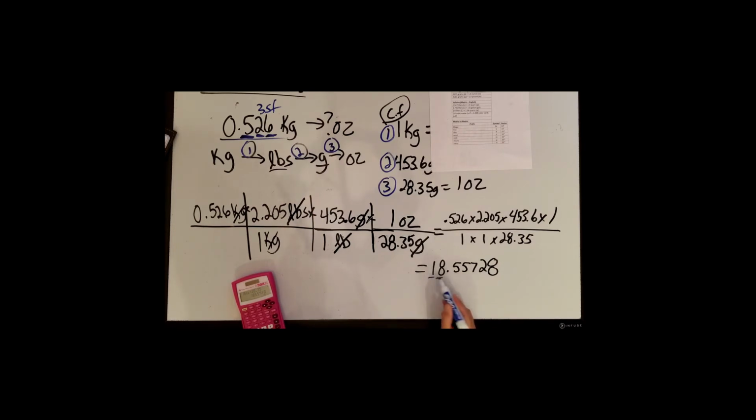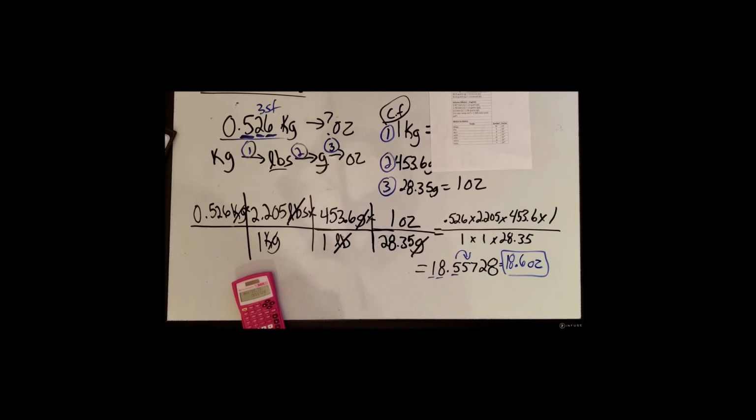So 1, 2, 3. Always look at the number next to it. 5 or higher in this case, so that 5 is going to round up to a 6 to get us 18.6, and the units on it are ounces. Okay, so that's probably the hardest type we'll see.